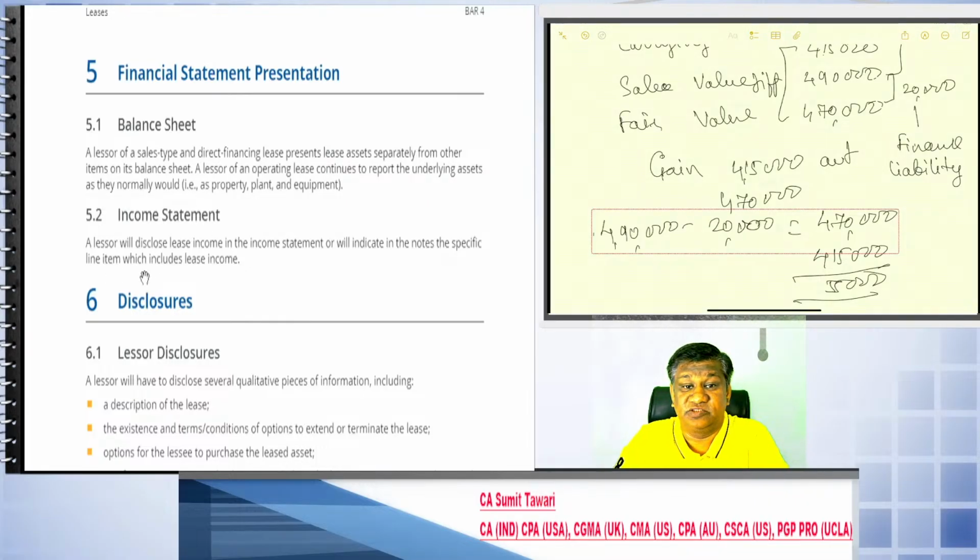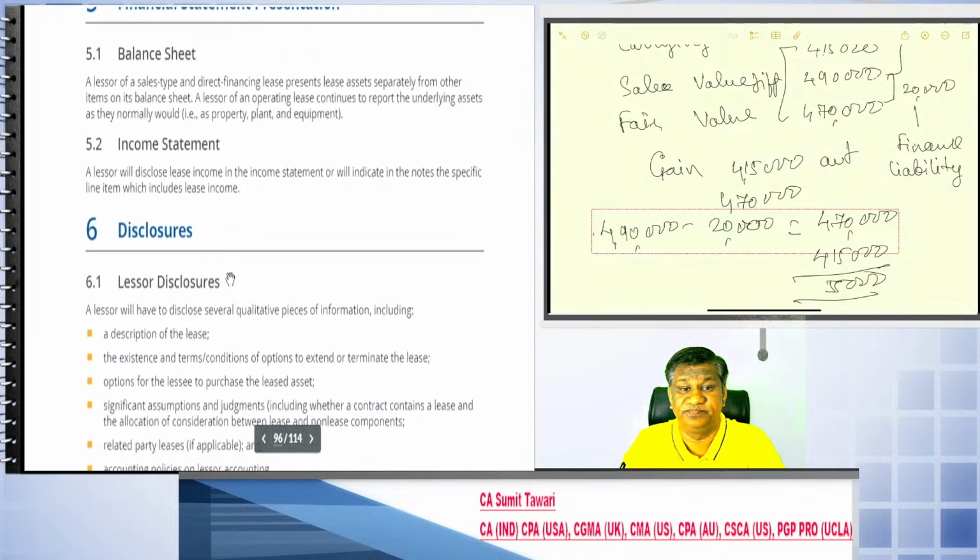Income statement: a lessor will disclose the lease income in the income statement or will indicate the note to the specific line item which includes the lease income. And sometimes it is interest income, so you need to give the note in the disclosure.